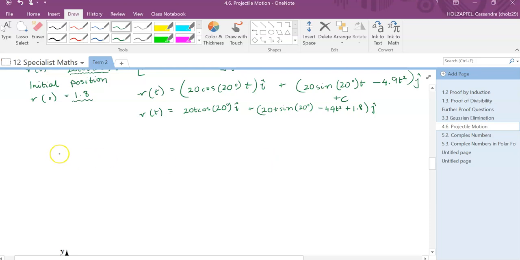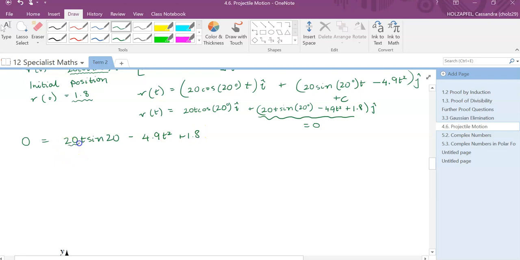So this is going to hit the ground when the vertical component is 0. So in other words, this bit here is going to be equal to 0. So I could write that as 0 is equal to 20t sine 20 minus 4.9 t squared plus 1.8.